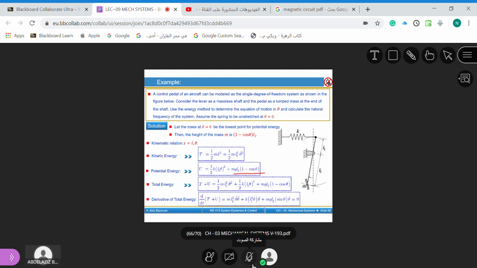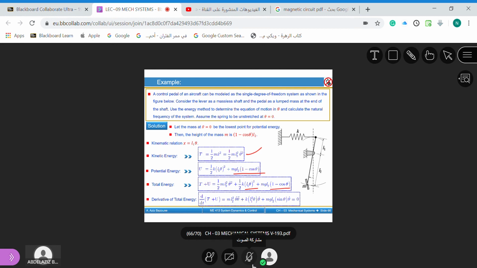Once we write these two equations, I add them, T plus U. I will get half M L square theta dot square, kinetic energy, plus half K, potential energy due to the spring, plus potential energy due to the mass. If I take the differentiation with respect to time, I will have M L2 square theta dot double dot plus K L1 square theta dot plus M G L2. This one will be 0, and minus cosine theta will give you sine theta.